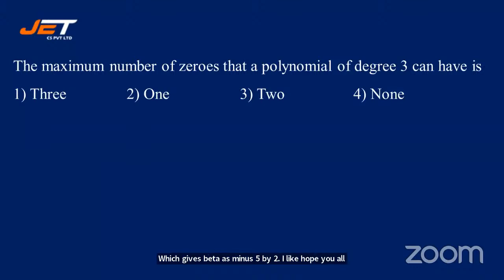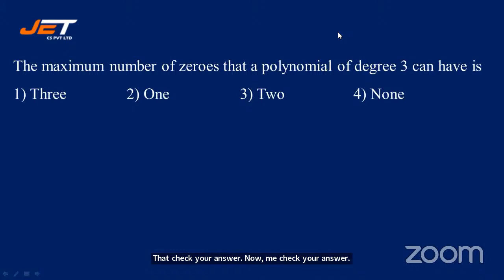The maximum number of zeros that a polynomial of degree 3 can have is dash. The question itself contains the answer. Let me see how many are going to give me the right answer. Yes, Riya Naik, you're right. Dikshita, check your answer. Navneet, check your answer. Gayatri, you're perfectly right. Shalini, you're right. Bhavna, you're right.